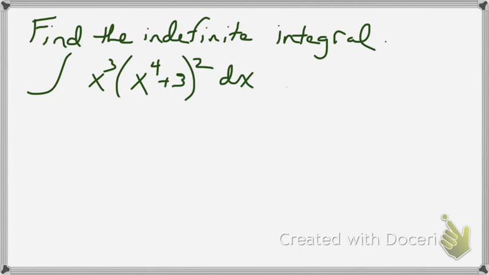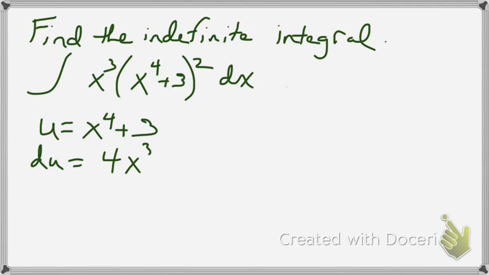Okay, I'm going to try this integral using u substitution. I'll let u be what I see on the inside, x to the fourth plus 3. If I do, then du would be 4x cubed dx. And I want to rewrite this antiderivative in terms of u and du.